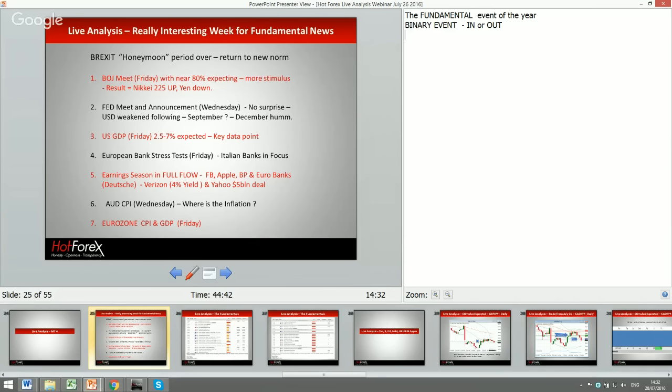Also tomorrow, we've got this stress test later on, the European banks test. The Italian banks very, very much in focus. This could be a tipping point moment, bail in or bail out of the Italian banks. What's going to happen there?